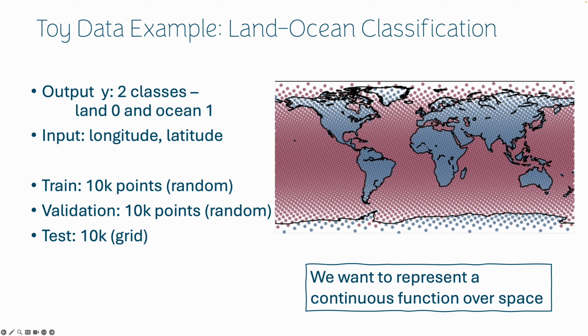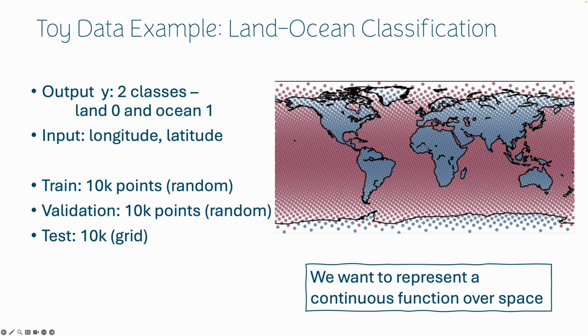If it's on water, it's 1. And we can sample from this function training, validation, and test points. Train and validation points are randomly distributed, and test points are in a regular grid, as you can see here on the right. And it's also evenly distributed on the globe. It doesn't look like this on this map, but the Earth is a sphere, so that's how it's still evenly spread out.